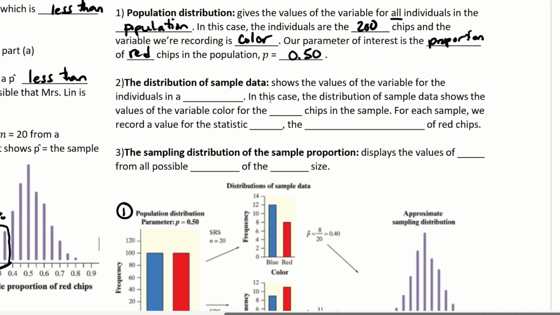It shows the values of the variable for the individuals in a sample instead of a population. Okay, so you're taking a sample from the population and displaying those results. In this case, the distribution of sample data shows the values of the variable color for the 20 chips. So we took 20 chips out of the bag. That's what Jenna did, remember? For each sample, we record a value for the statistic, and that is called p-hat. And p-hat is the sample proportion of red chips.